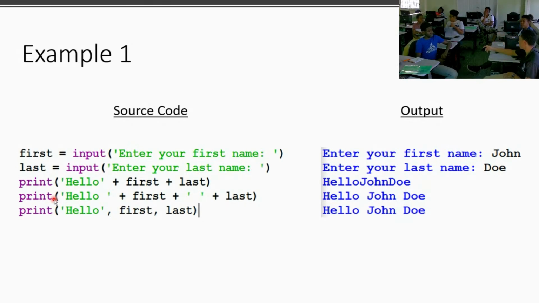But then I could just put my commas, because commas put the space for me. So hello, comma, first, comma, last. And I get hello John Doe. If you use plus, you have to add the space yourself. Makes sense. So everybody okay with that?